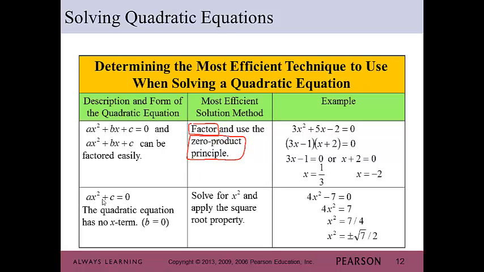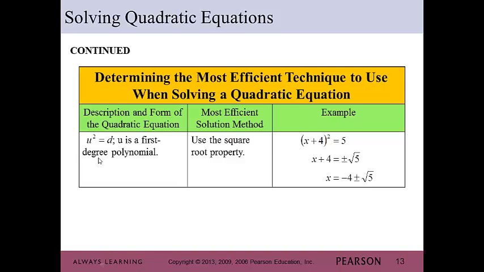If it's in the form ax squared plus c, where there is no middle term, then you're going to use the square root property. Isolate the squared expression, take the square root on both sides, and do not forget the plus or minus. If it is in the form u squared equals d, this time you have a squared expression on the left side. As in their example, you have x plus 4 whole thing squared. In this case, you would use the square root property by taking the square root on both sides. And do not forget the plus or minus.